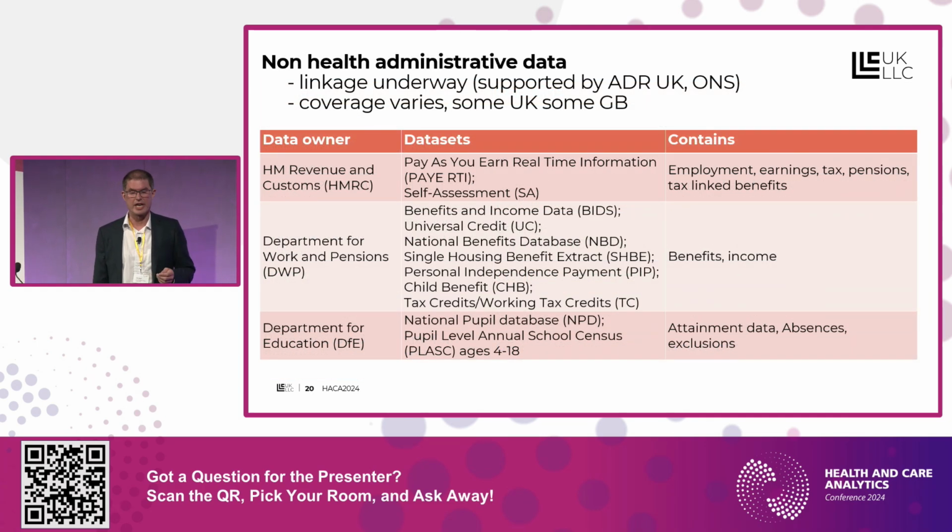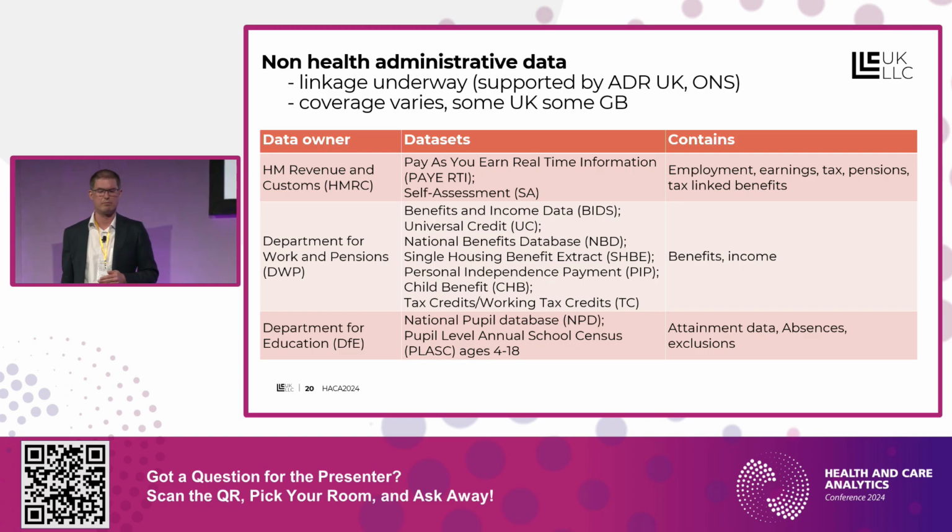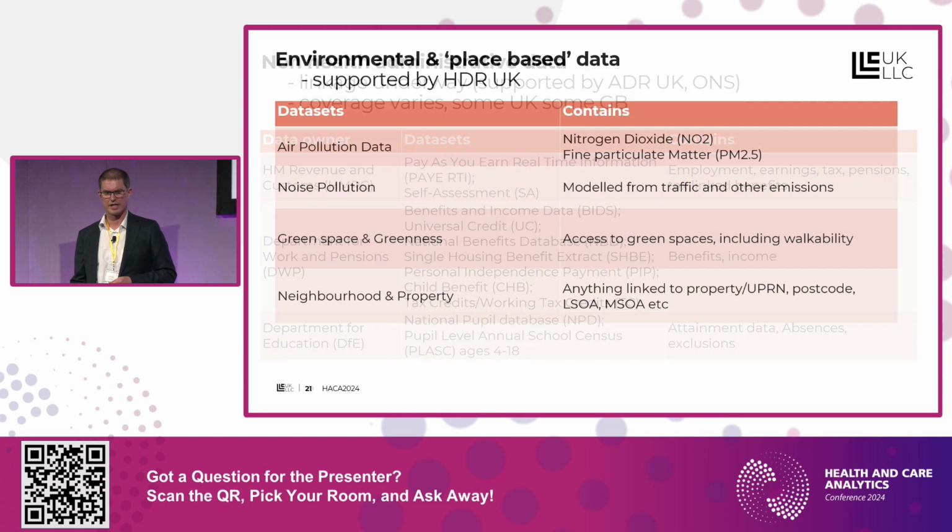I mentioned the socioeconomic records, and these are increasingly important as some of the most pressing policy questions look at the relationship between health outcomes and productivity and employment. And we're linking now, with the support of Administrative Data Research UK and the Office for National Statistics, to employment, earnings, pensions, benefits data from HMRC and DWP. And then we will move on to other sources there.